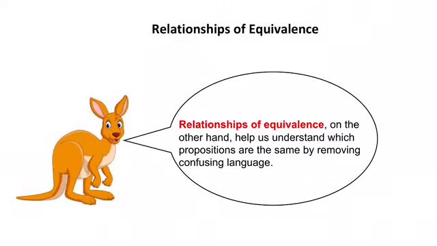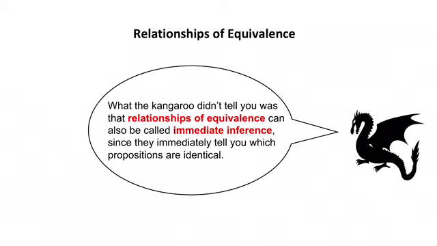And then our little kangaroo comes back and she says, relationships of equivalence, on the other hand, help us understand which propositions are the same by removing confusing language. That's what we're going to be talking about in this video, relationships of equivalence. Logic Dragon pops back up and says, what the kangaroo didn't tell you was that relationships of equivalence can also be called immediate inference, since they immediately tell you which propositions are identical.